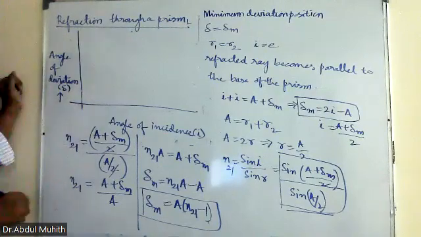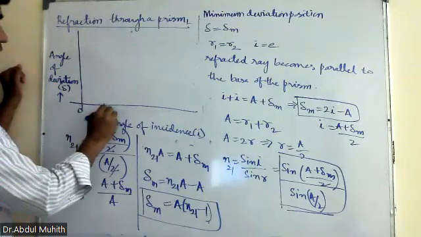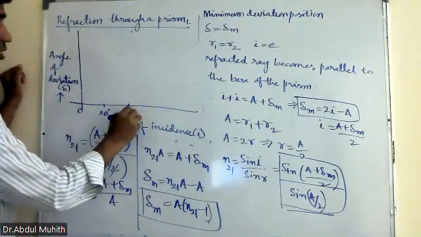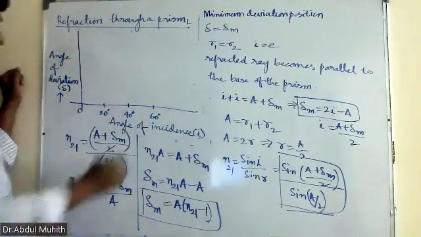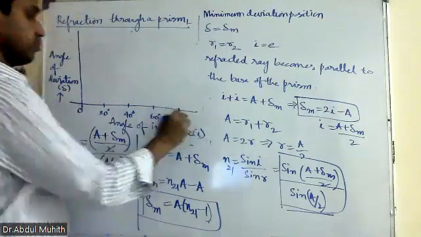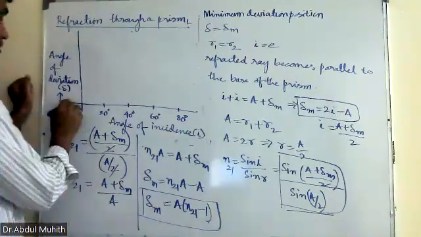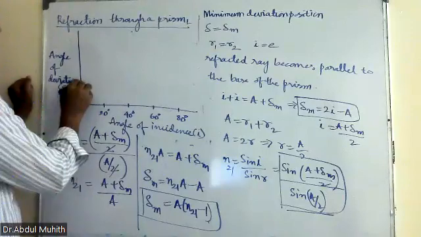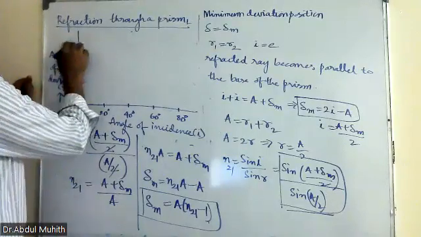So this is 0. I'm taking 0, 20 degrees, 40 degrees, 60 degrees, 80 degrees. On the other axis, here 30, 40, 50, then 60.